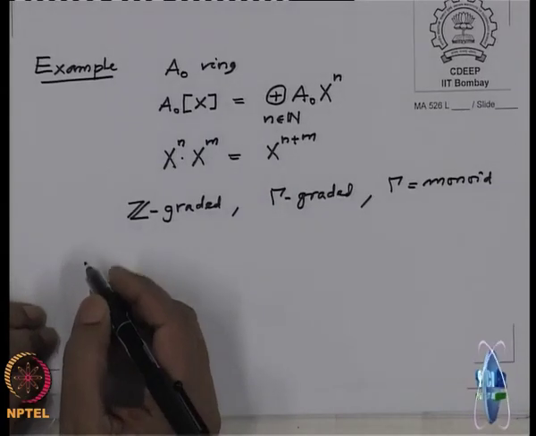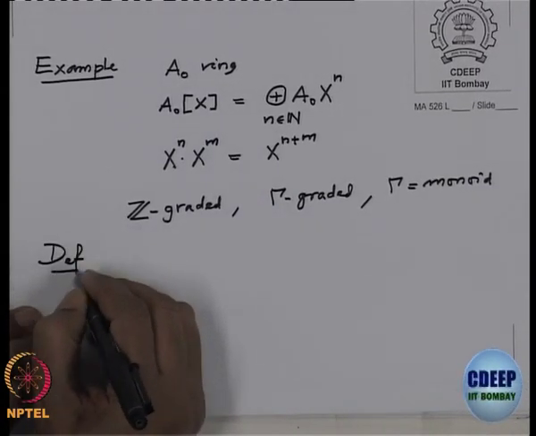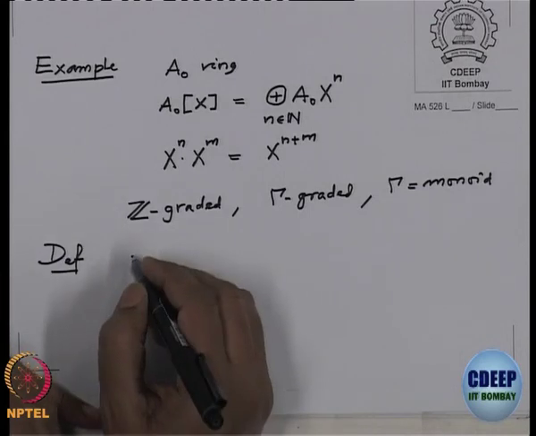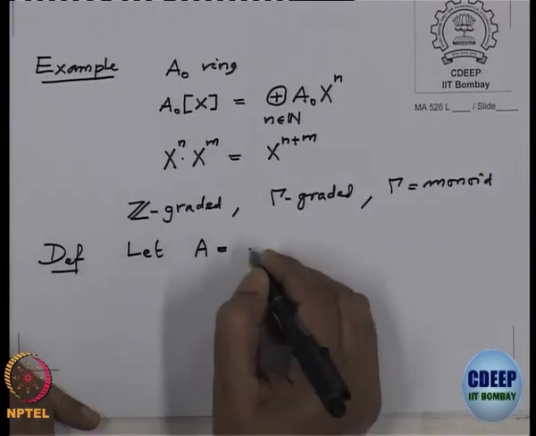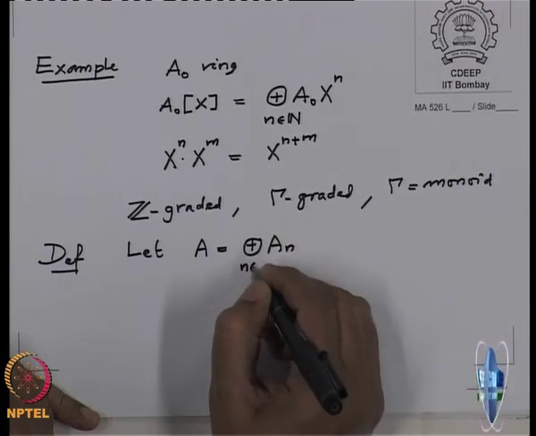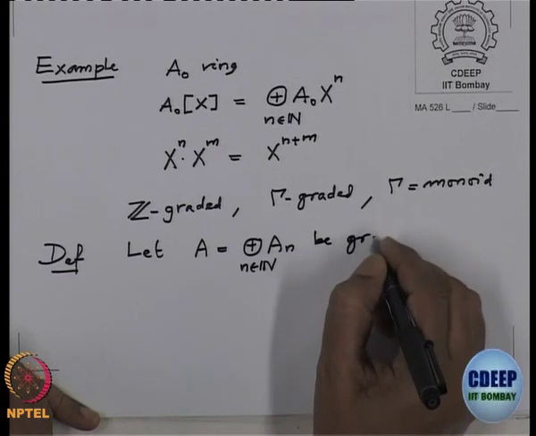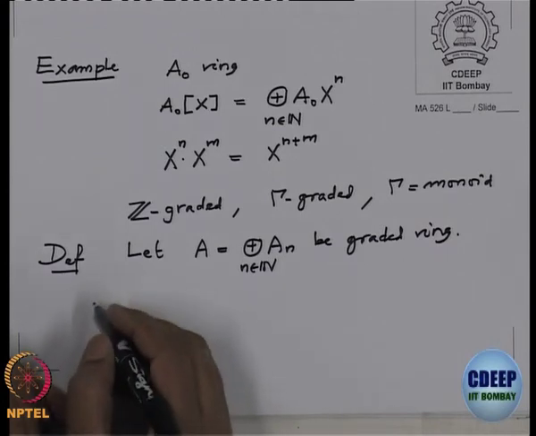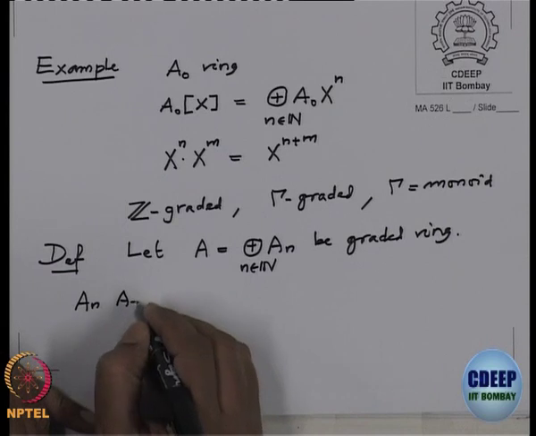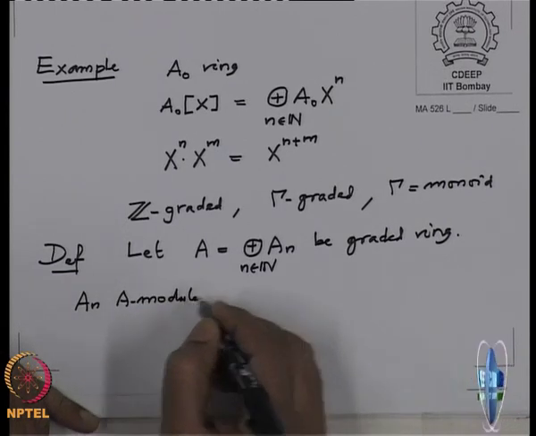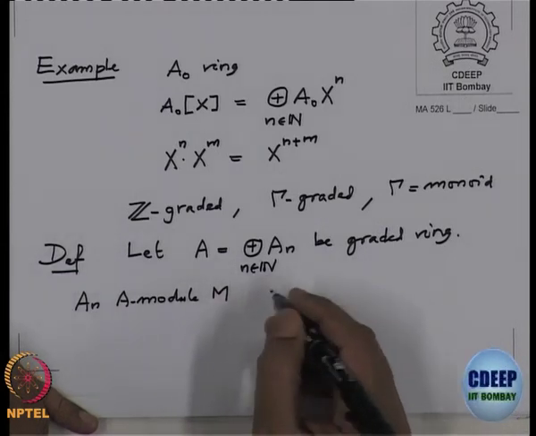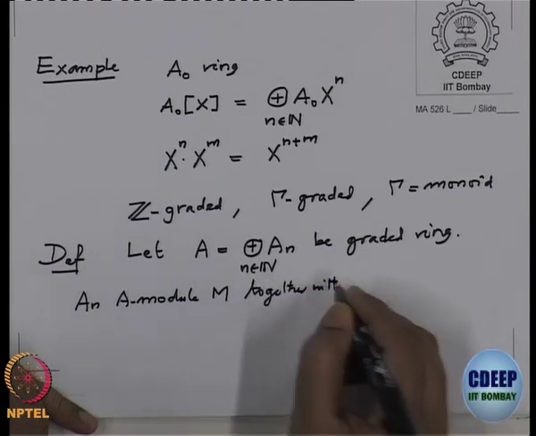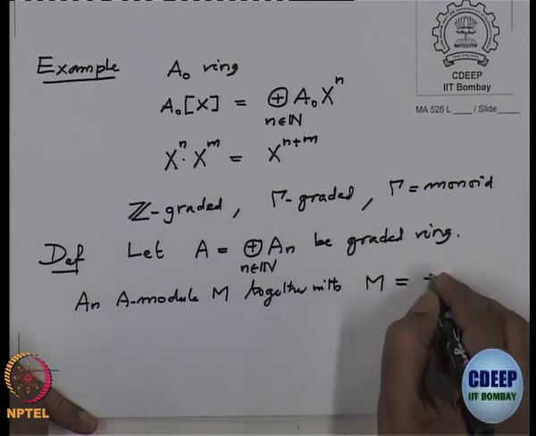Now another definition is graded module. To define a graded module, you need the underlying ring to be graded. So let A equals direct sum of A_n be a graded ring, and an A module M together with a direct sum decomposition of the additive group of M.